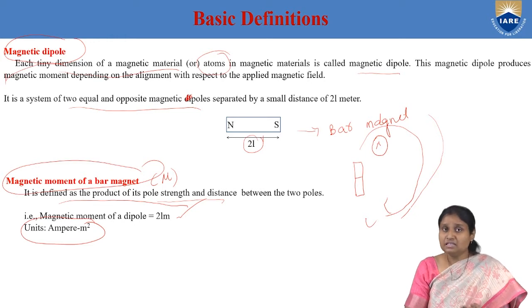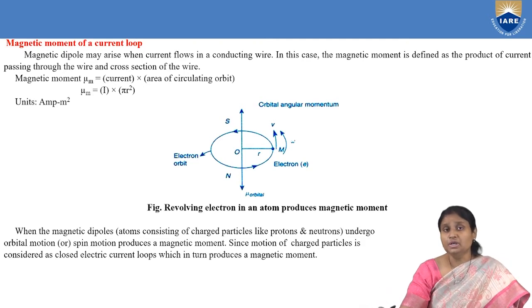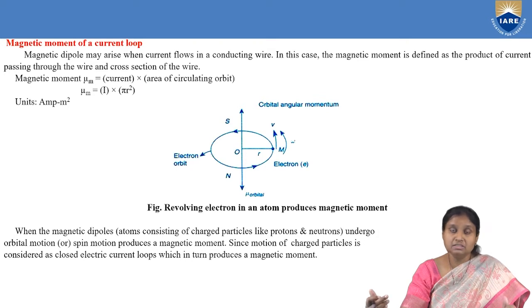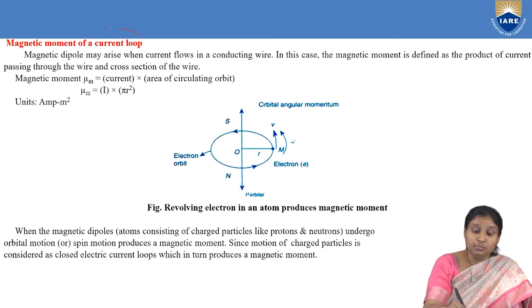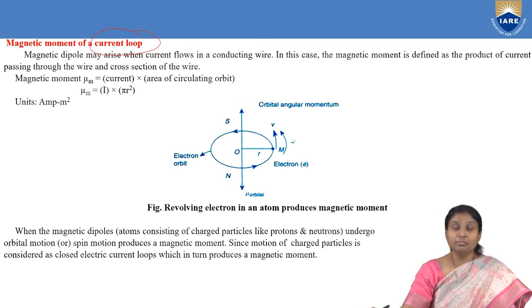Now, this is the case when we have considered the simple case of a bar magnet. Whereas, as I told you, when we talk about magnetism, we are going to talk in terms of orbital motion of electron or spin motion of electron. And when we consider this orbital motion or spin motion of electron, we have to take into consideration the current loop. So this current loop is a very important factor when we talk about magnetism.